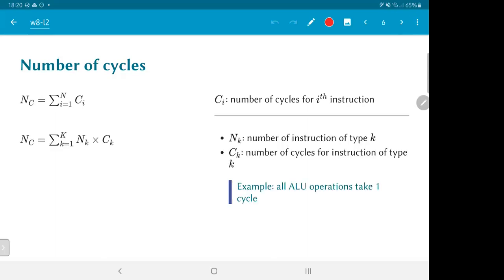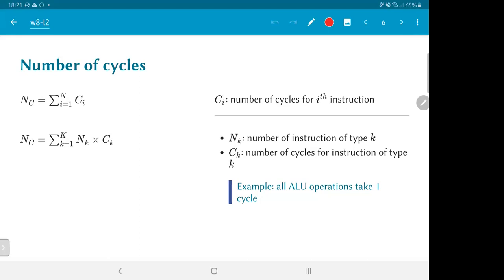We could also rewrite this in a slightly different way, where we say that rather than counting the total number of instructions, let us try and concentrate on the number of instructions of different types. So for example, if nk is the number of instructions of type k and ck is the number of clock cycles required for one instruction of type k, then Nc would be given by summation over k equal to 1 to capital K, nk into ck, where this capital K is typically much smaller than capital N, the total number of instructions in the program. It is also just a property of the ISA.